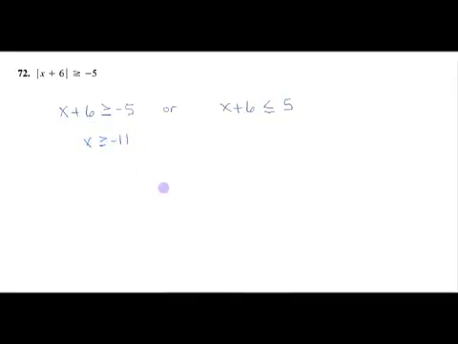Solving this inequality, I have the absolute value of x plus 6 greater than or equal to negative 5. So let's go ahead and just follow what we've been doing before. I first know that I'm going to have an or. What we've been doing is flipping this inequality and changing the sign of that number. So if I subtract 6 from both sides, I'll have x greater than or equal to negative 11. Subtract 6 here, I have x is less than or equal to negative 1.